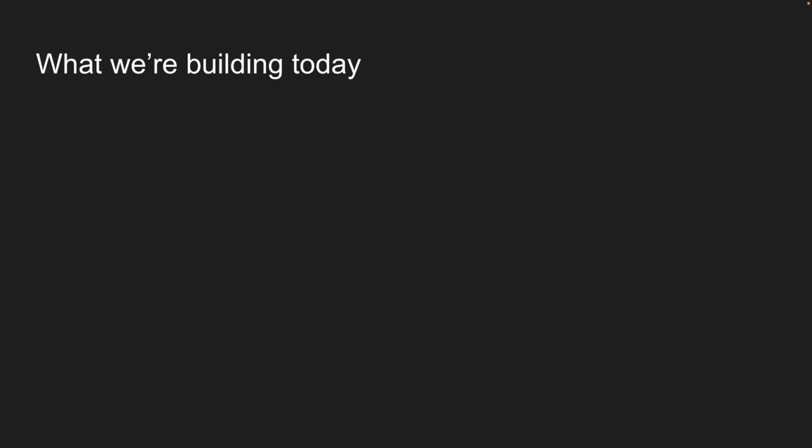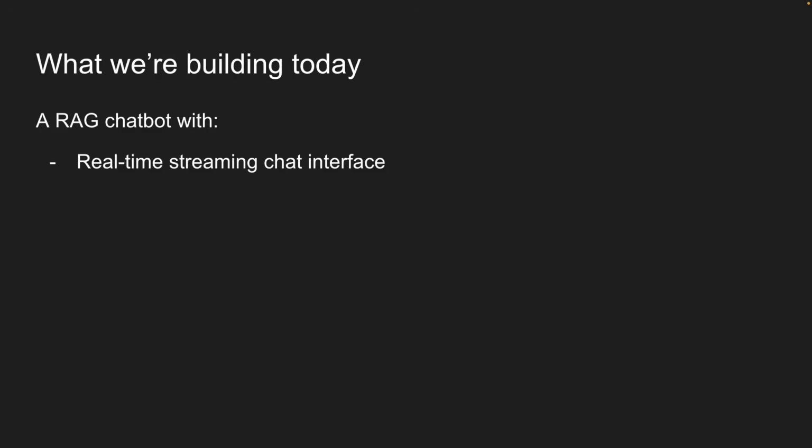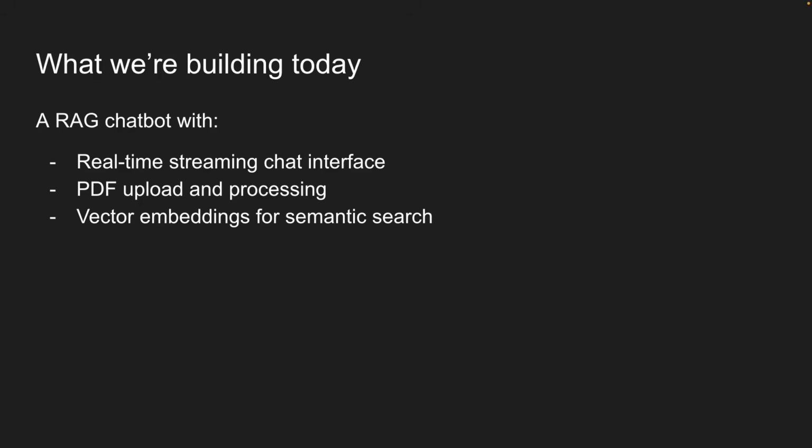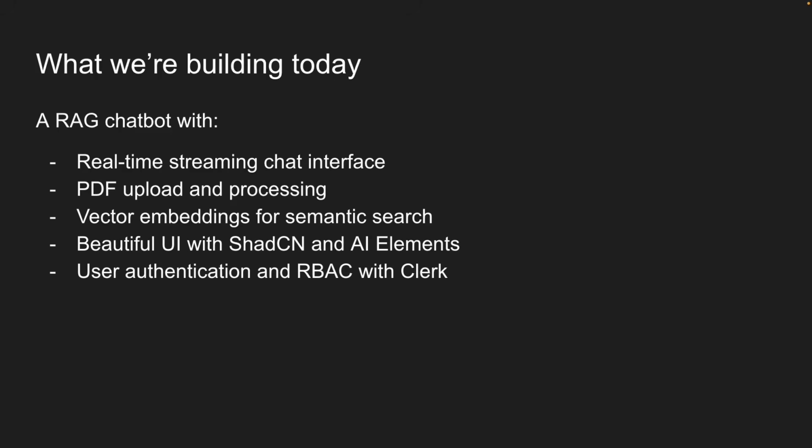So that is what we're building today, a RAG chatbot. By the end of this tutorial, you'll have built a RAG application with real-time streaming chat interface, PDF upload and processing, vector embeddings for semantic search, beautiful UI with Chatbot and AI elements, user authentication and role-based access control with Clerk, and production-ready database with Neon.